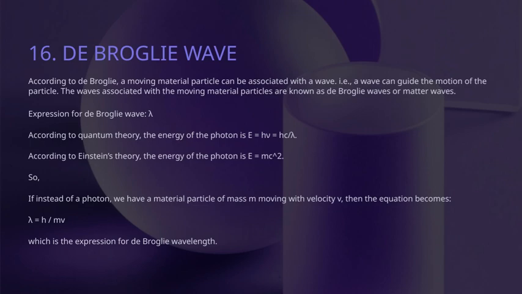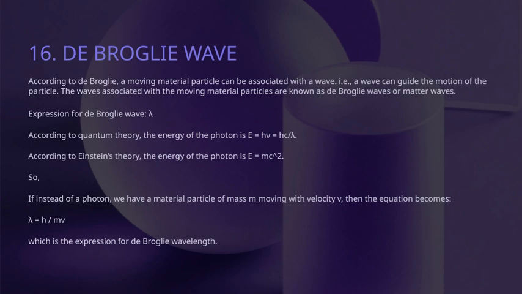So, putting these ideas together, we arrive at the expression for de Broglie wavelength, which is lambda equals h divided by mv. De Broglie proposed a fascinating idea. A moving material particle can be associated with a wave. This means that a wave can actually guide the motion of the particle itself. The waves linked with these moving particles are called de Broglie waves or matter waves.